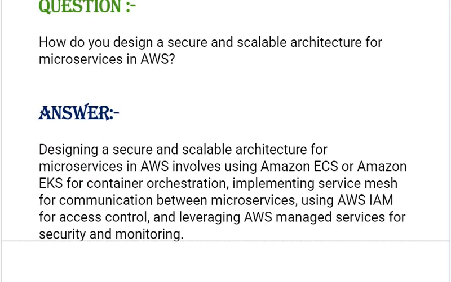Your answer should be: designing a secure and scalable architecture for microservices in AWS involves using Amazon ECS or Amazon EKS for container orchestration, implementing a service mesh for communication between microservices, using AWS IAM for access control, and leveraging AWS managed services for security and monitoring.